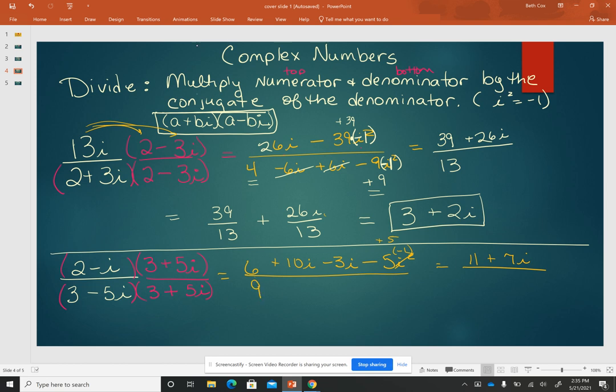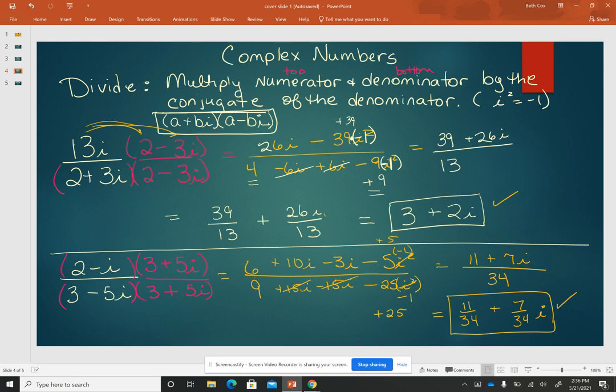And I have 9 plus 15i minus 15i. Boop, gone away. Minus 25i squared. Well, that's -1, which makes that a plus 25. So I have 9 plus 25, which is 34. And so that'll be 11 over 34 plus 7 over 34i. Neither one of those fractions reduces. So there's that. Okay, one more slide.